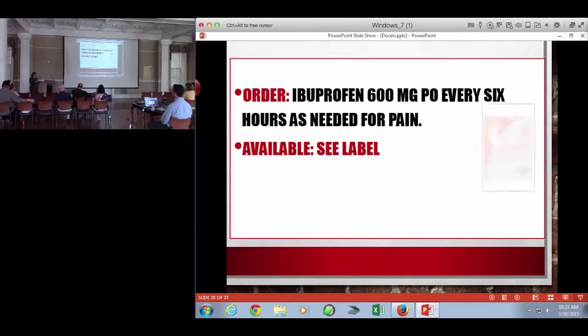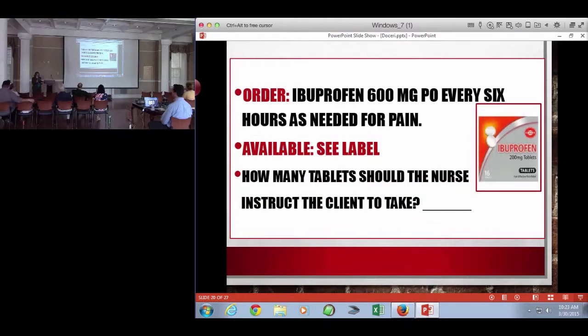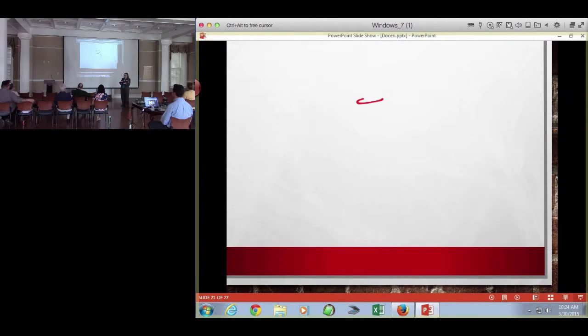So same thing with this one. This is one we're probably all familiar with. Ibuprofen, 600 milligrams, and each tablet has 200. So how many tablets would they give? Anybody want to use it? 3. There you go, 3. So I could advance it to that next slide, and I could use my pen, and I could write 3.